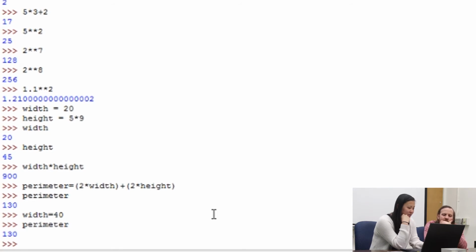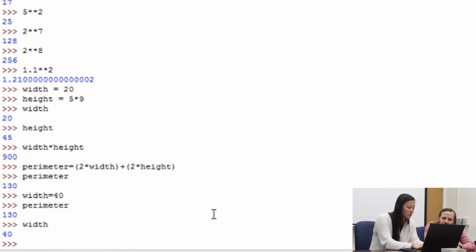Oh, wait. Try typing width. I wonder if width never got... It's 40. I have one more idea. My idea is if we go back and look at height, because we did the math here, and it's actual math, it changed height to 45, and it's 45 forever. It's not 5 times 9, it's just 45. So I wonder if perimeter did the same thing. It did the math real quick and then just kept it at 130, yeah.